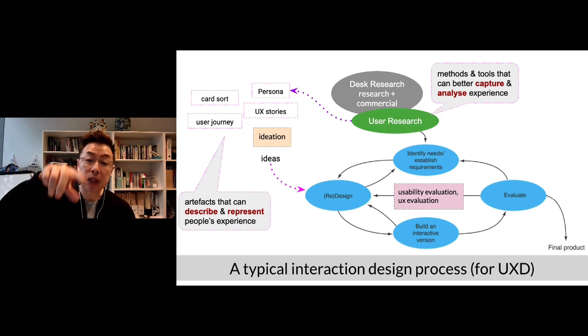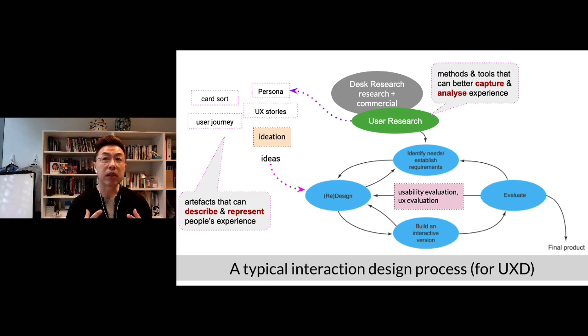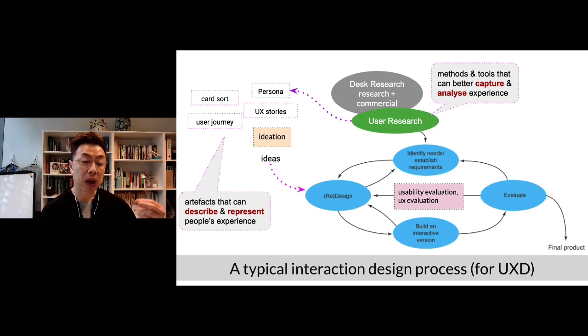So in the user research, we must think about methods and tools that can better capture and analyze experiences. We still produce personas after we analyze the user research. But the persona, as I said before, we need to display or reveal some of the experiences that a person has. Okay, we also will create UX stories, user experience stories, and then we'll have an ideation process. We'll come up with ideas, and then we go into that feedback loop of design and redesign through evaluation.